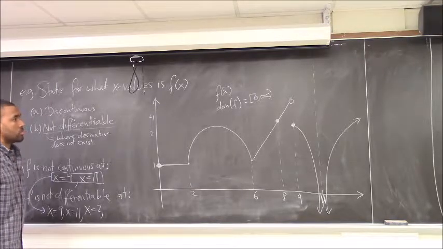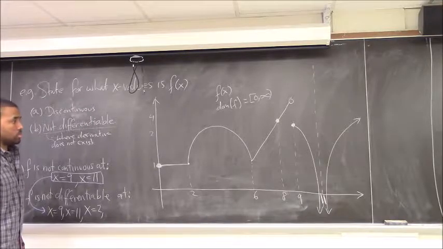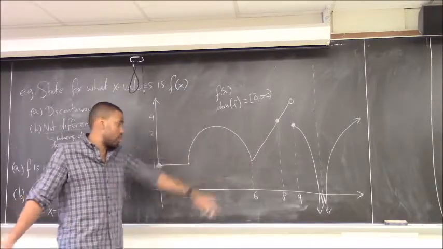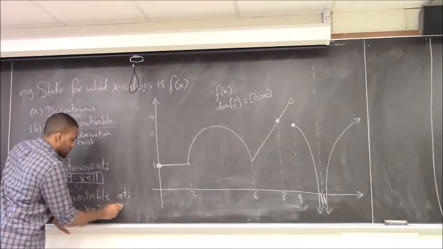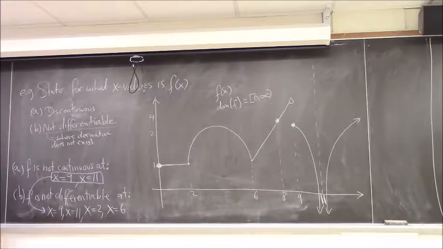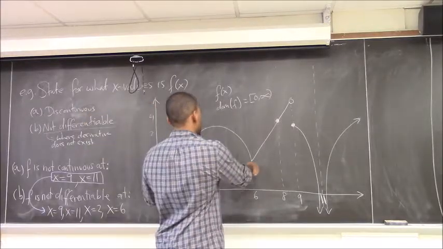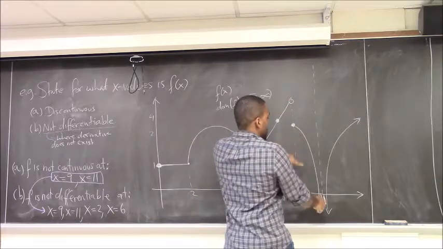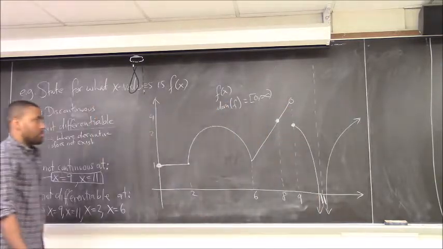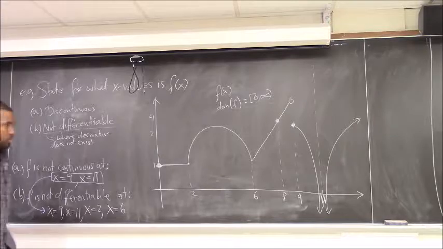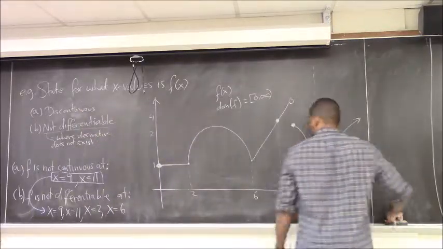Anywhere else? X equals 6. Same reasoning. It's a sharp corner. Anywhere else? No, that's it. Everywhere else we can find a derivative. So sharp corners are bad, points of discontinuity are bad. But everything else is good.